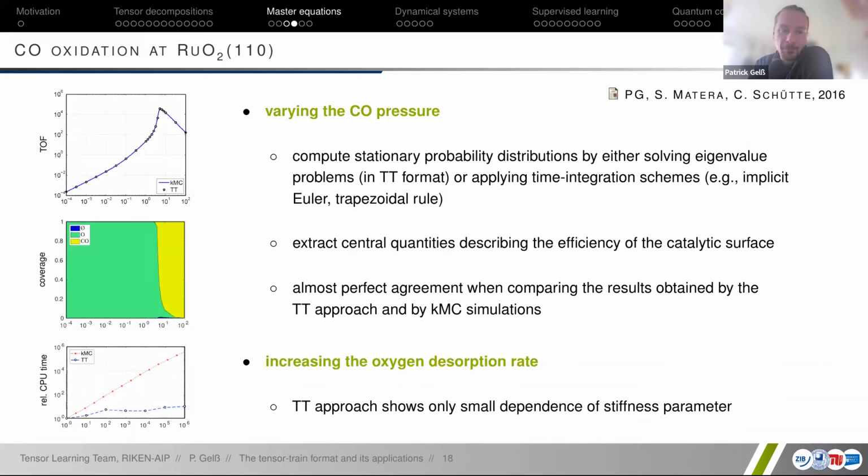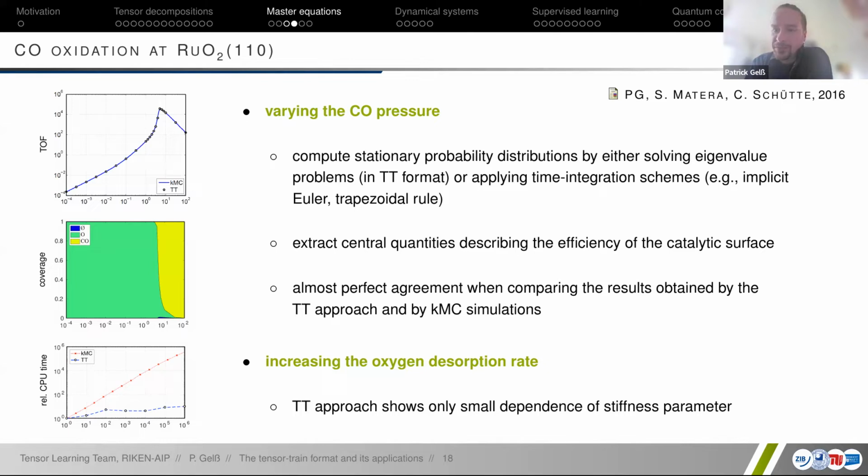So we did several experiments. Here in this case, we changed the environment parameters, like the CO pressure. We increased the number of sites. We increased the stiffness of our system. So what we saw in the end is that, on one hand, we can extract these key quantities, and we get an almost perfect agreement with the kinetic Monte Carlo simulation results.